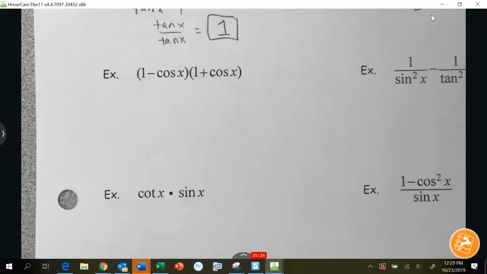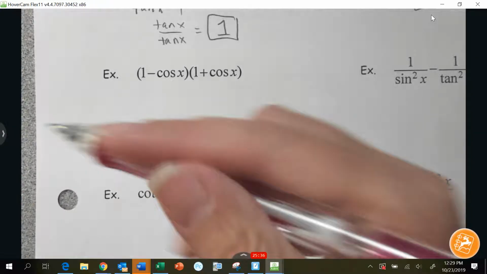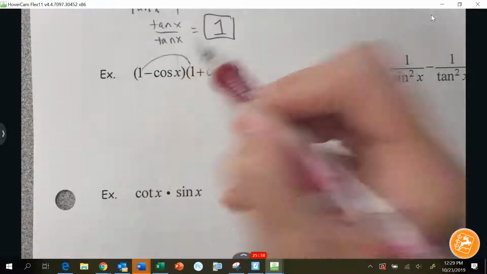Ideas? FOIL? First, outer, inner, last, let's multiply together. I don't know. That could be right. That could be wrong.